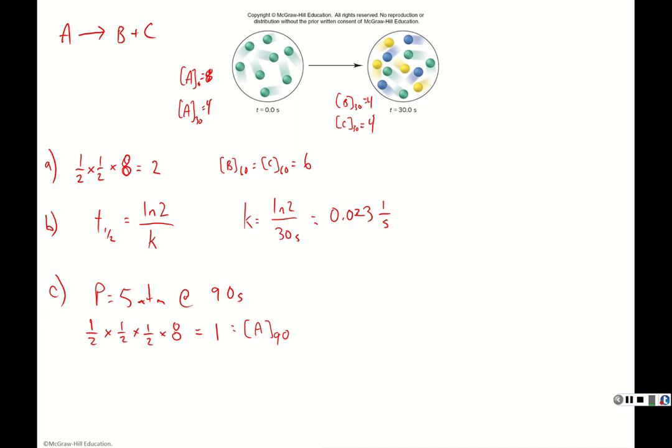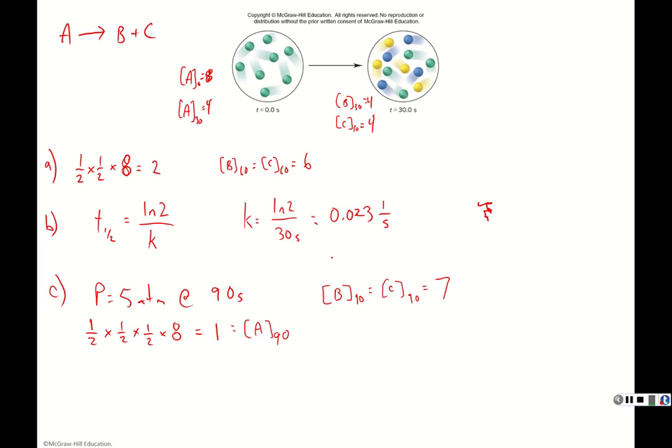And so if we started with 8 and lost 7 to get to 1, we're going to have to produce 7 B's and 7 C's. So whatever we lose in A, we make up in B and C.